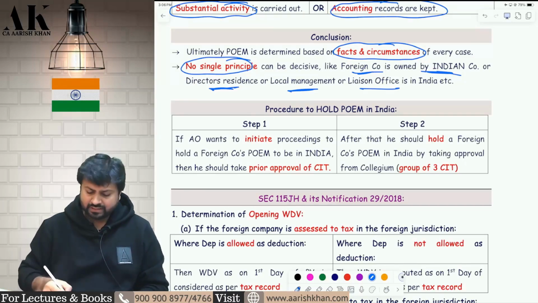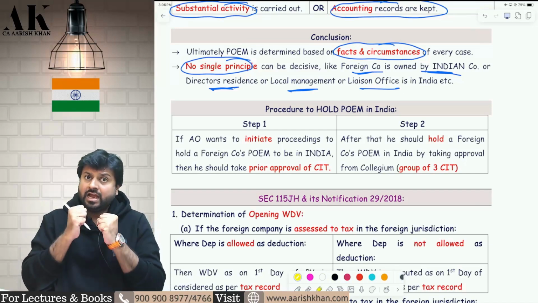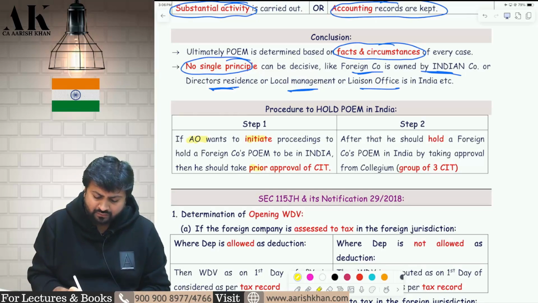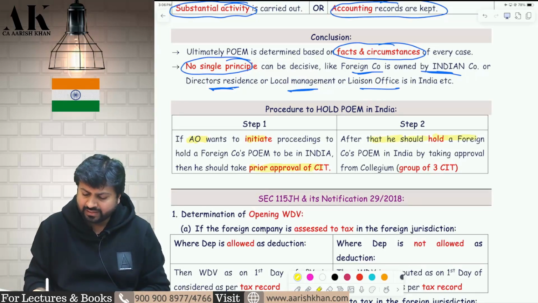Now, who will determine whether the POEM is in India or not? The AO has to collect all these evidences against the foreign company and prove that the POEM is in India. For that, the AO will initiate the proceeding with prior approval of the CIT, will give a show cause notice, and then the AO will finally decide whether the POEM is in India or not by passing an order, and he will take an approval from a collegium.